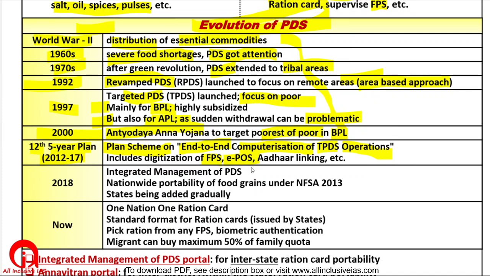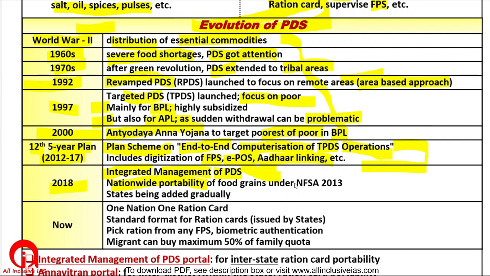The moment they sell a thing, their inventory gets updated, that such and such material has been sold, inventory has been reduced. Okay, there will be Aadhaar linking. The beneficiaries' Aadhaar will be linked to their ration card. All these things were initiated through this scheme. In 2018, the government launched Integrated Management of PDS. Through this, the target was the nationwide portability of ration benefits.